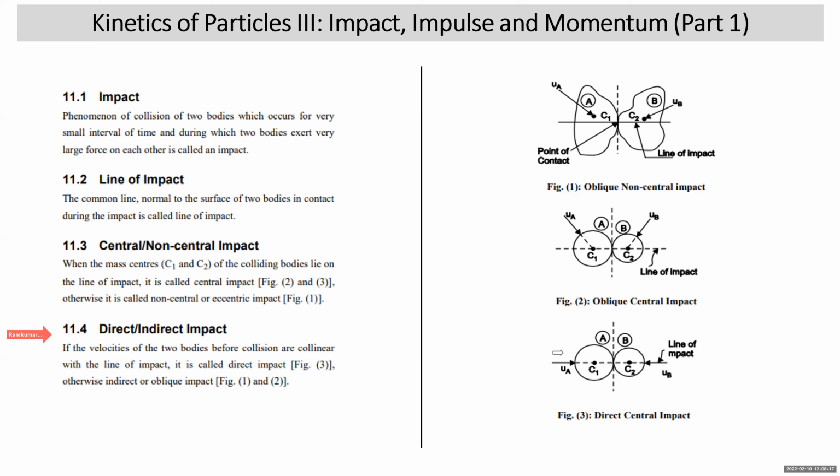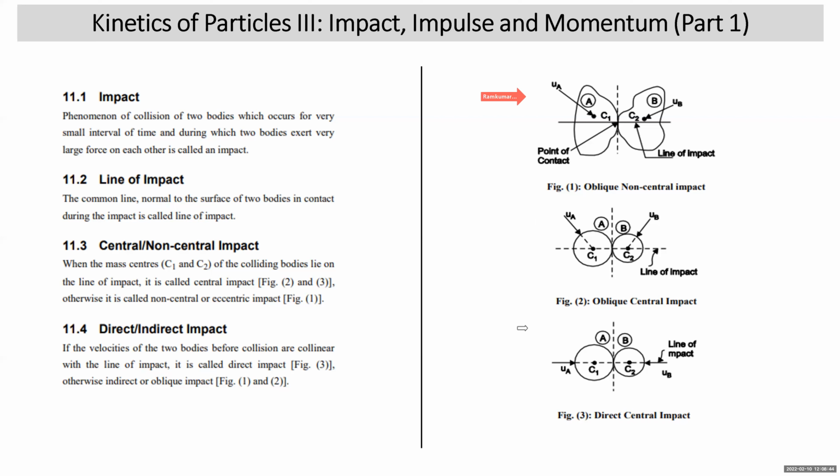Now look at this diagram. Initial velocities of the two bodies just before impact, UA and UB, are coinciding or collinear with line of impact. So this is called as direct impact. Now, in this diagram, velocities of the two bodies just before impact, UA and UB, are not collinear with line of impact. It's called oblique impact. Even in this diagram, UA and UB are not collinear with line of impact. This is also an example of oblique impact.